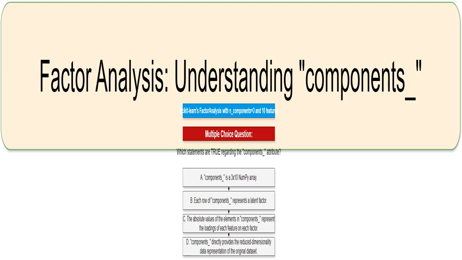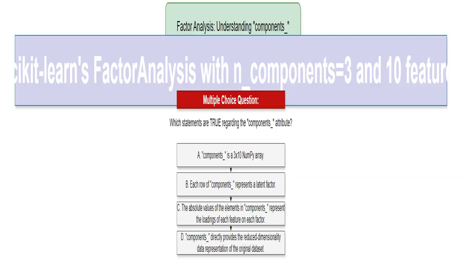Think of it as a summary of how your original data's features relate to the newly created, smaller set of factors. Each factor is a hidden, underlying variable that explains some of the variability in your data. We're using a tool called Sklearn, a popular Python library for machine learning. Specifically, we're using its factor analysis function to simplify data with 10 original features. The n_components equals 3 part means we're trying to boil our 10 features down to just 3 underlying factors.